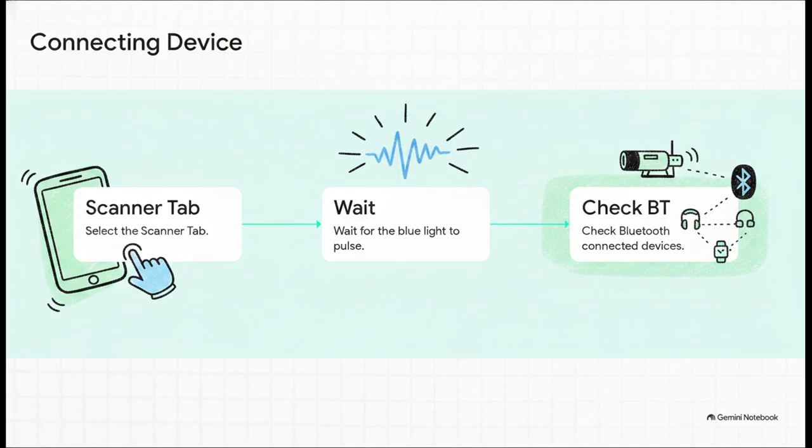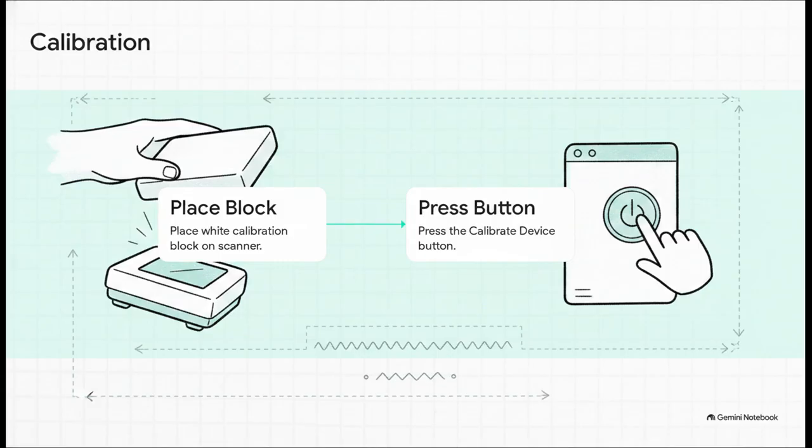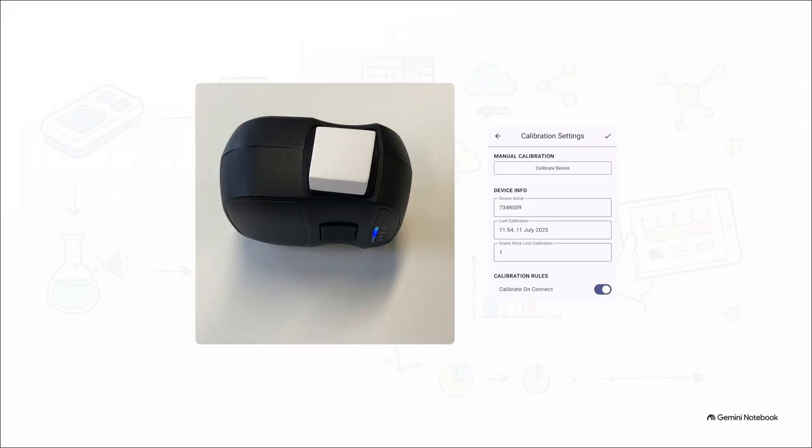Pretty slick, right? Now, here's a crucial point. Before you go wild taking measurements of your samples, you absolutely have to calibrate the device. You do this by physically taking the white calibration block, placing it perfectly flat against the scanner window, and then just hitting the Calibrate Device button in the app. So you've got the physical white block securely over the scanner window. And in the app, you just use the Calibration Settings menu to kick off the process.